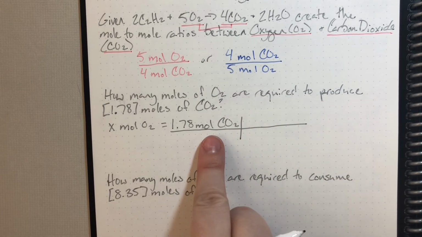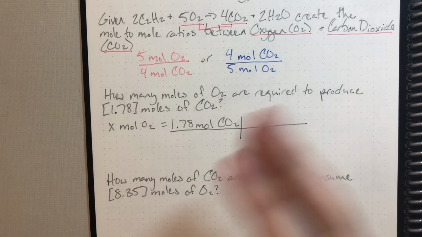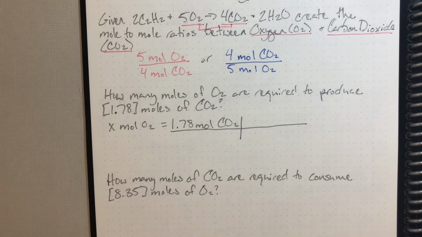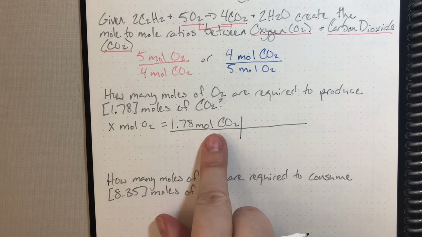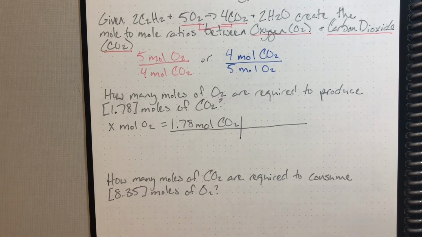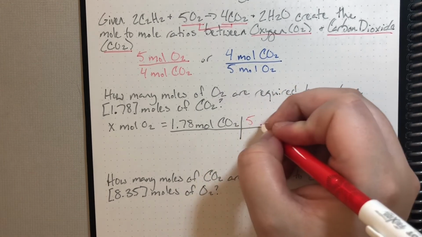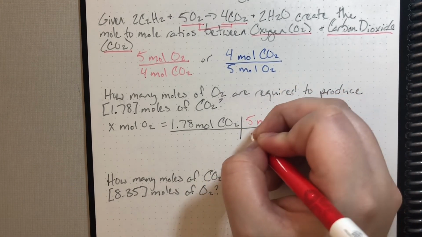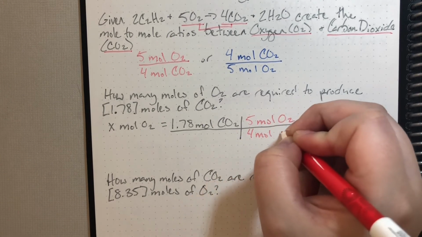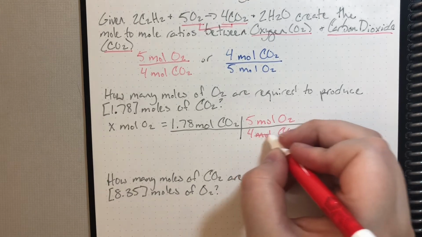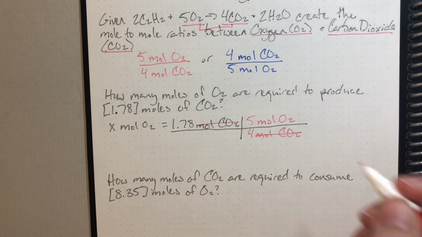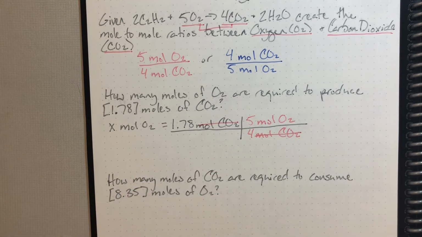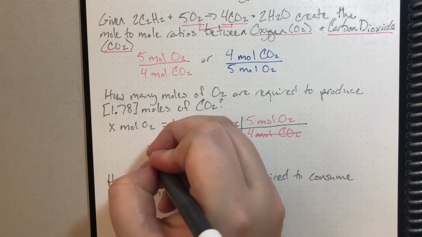Currently, I have moles of carbon dioxide in the numerator, so that means I am going to have to pick the mole-to-mole ratio, which I solved for in a previous problem. That will allow me to cancel out moles of carbon dioxide. Since I currently have it in the numerator, I will need to choose the version of the conversion factor that has moles of carbon dioxide in the denominator. That will be my red version. Moles of carbon dioxide will cancel, leaving me with moles of oxygen, which was the unit that I said that I wanted, which means I can go ahead and solve the problem.